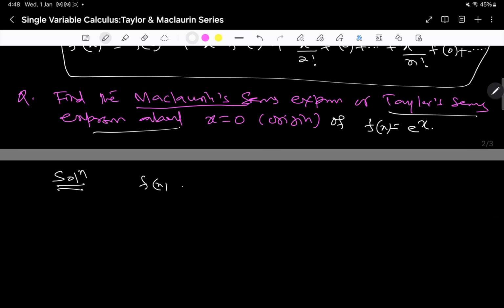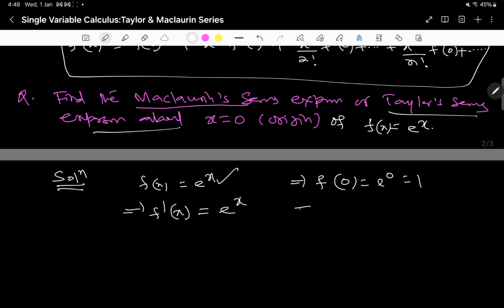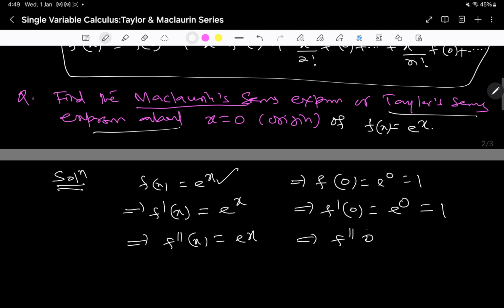So f of x is equal to e to the power x implies f of 0 is e to the power 0, which is 1. So I find the first derivative f dash x, the derivative of e to the power x, is e to the power x. So this implies f dash 0 is e to the power 0, again 1. Similarly f double dash x is again e to the power x. So f double dash 0 is e to the power 0, which is 1.